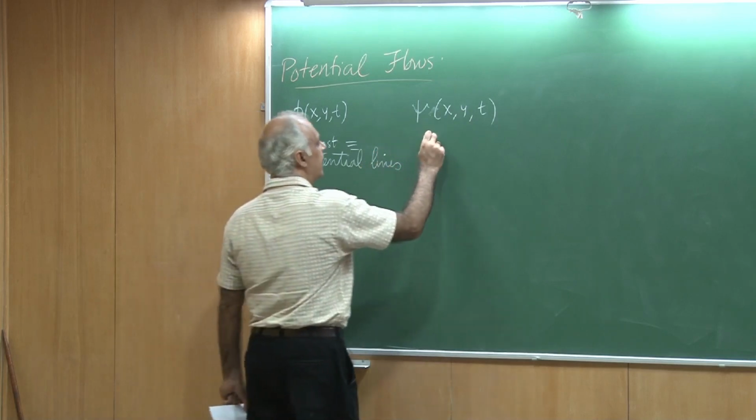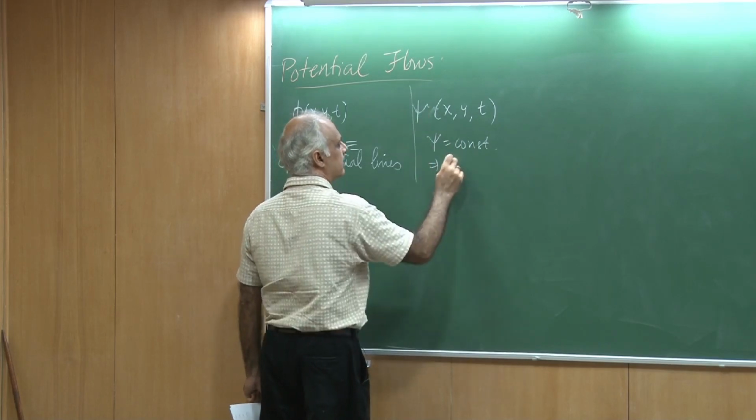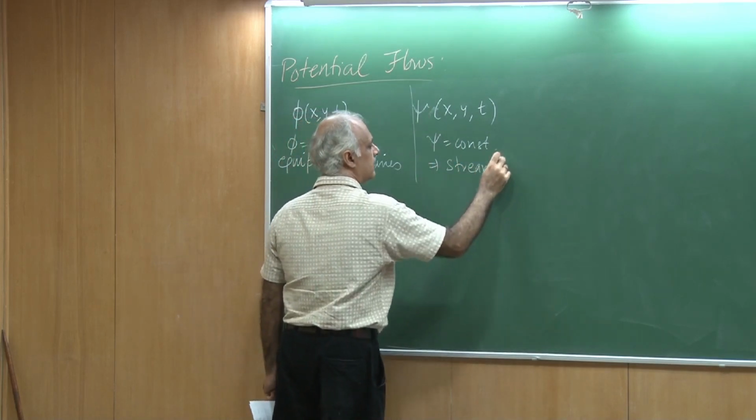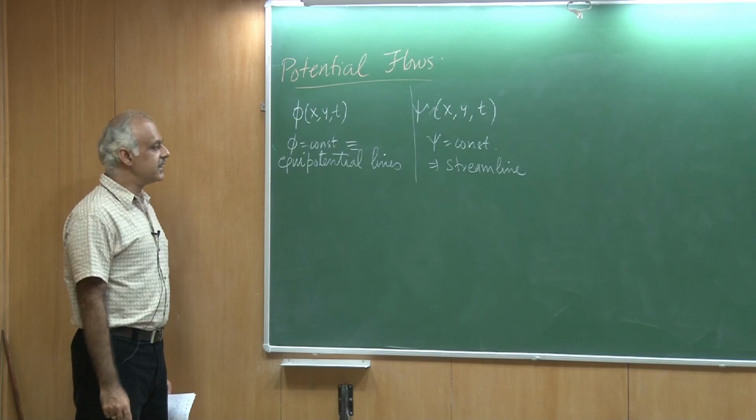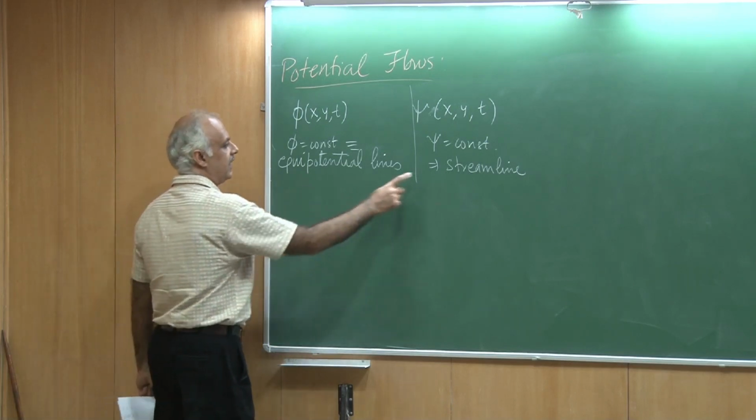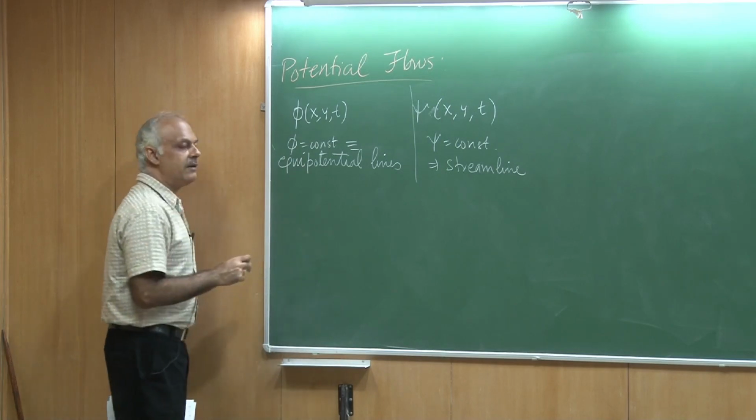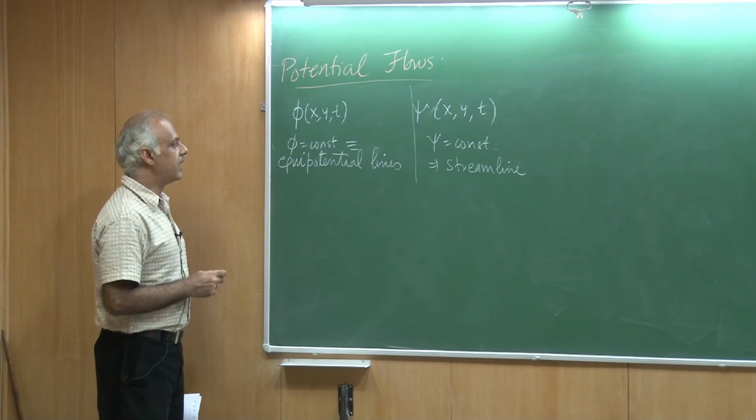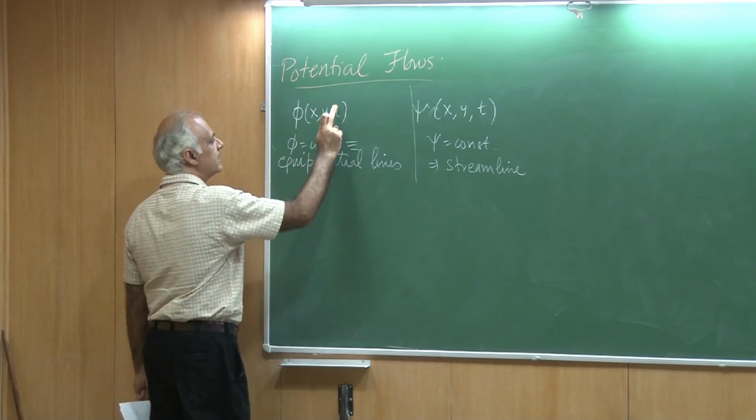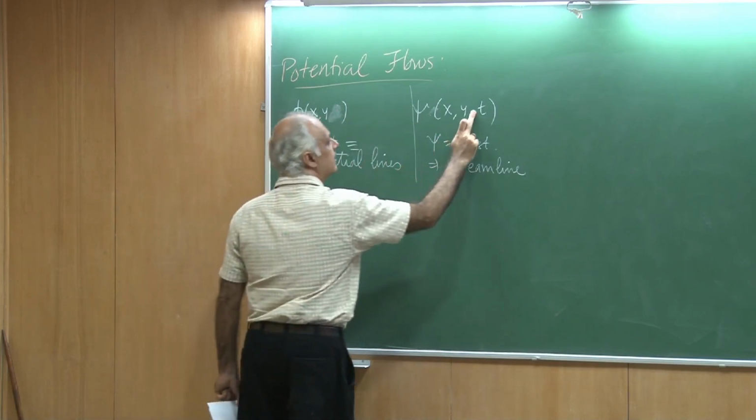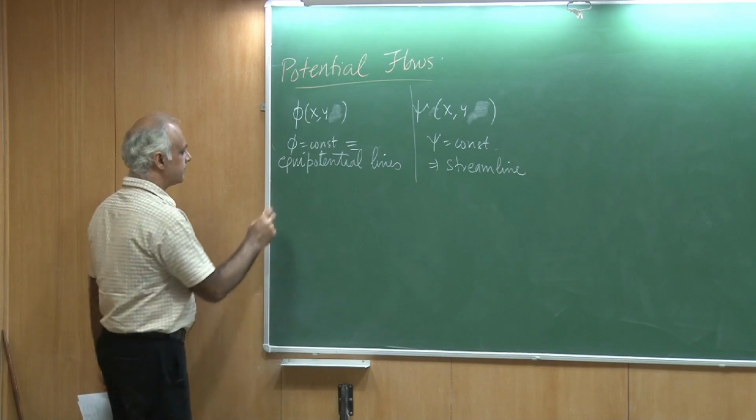You already know what psi equal to constant line is called. That is a streamline. Right? I would like to find out what is the relationship between equipotential lines and streamlines. So, let us do a little bit of arithmetic. Suppose, for the time being, I ignore time and only look at phi as a function of x and y. So, for simplification, let me just get rid of the time and look at it as a 2 variable function.